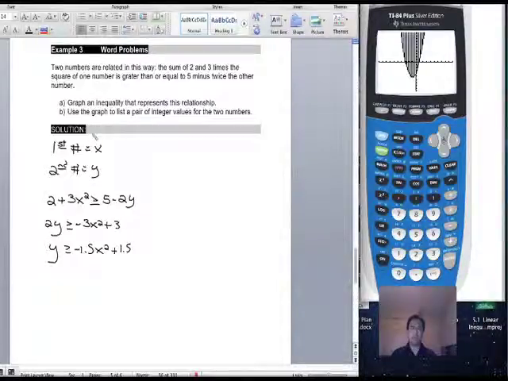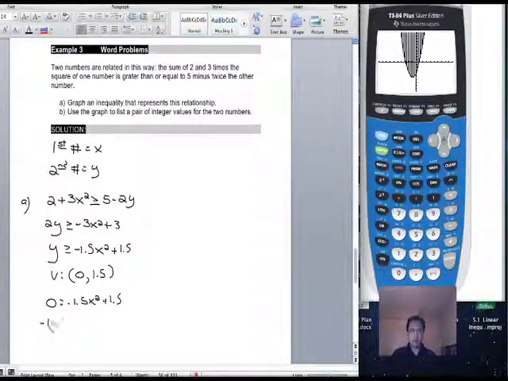Okay, so we do the same thing now. Graph an inequality that represents this relationship. So we've got to figure out what the equation is first. Here, the vertex, if we look at our p and our q value, vertex is going to be at 0 and 1.5. And let's find out where the x-intercepts are by setting y equal to 0. Subtract 1.5 from both sides. Divide both sides by negative 1.5. And take the square root of both sides. So it's plus or minus 1.